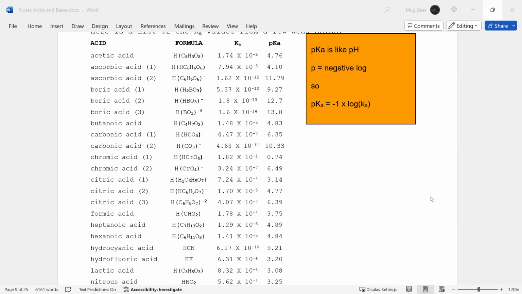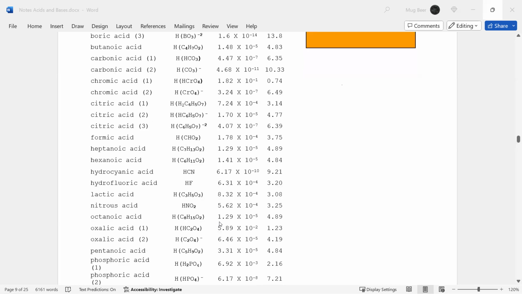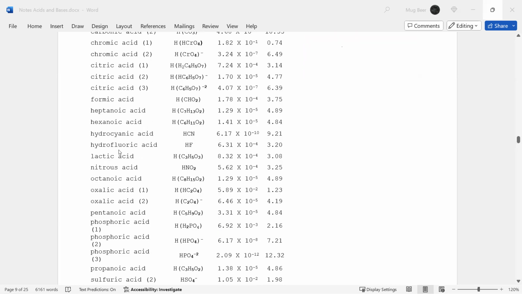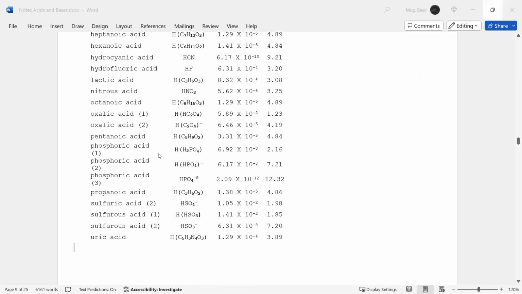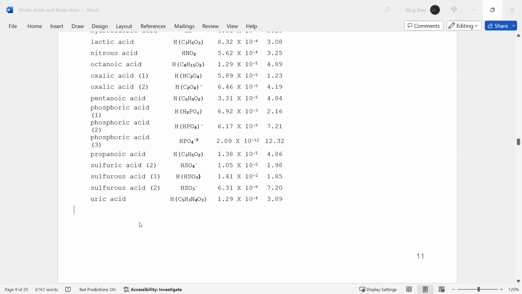Cyanic acid, that is a poison. Hydrofluoric acid, we've talked about a couple of times. You know, lactic obviously is in milk. Oxalic, that comes from cows. Phosphoric, sulfuric, and then uric acid, obviously from urine.